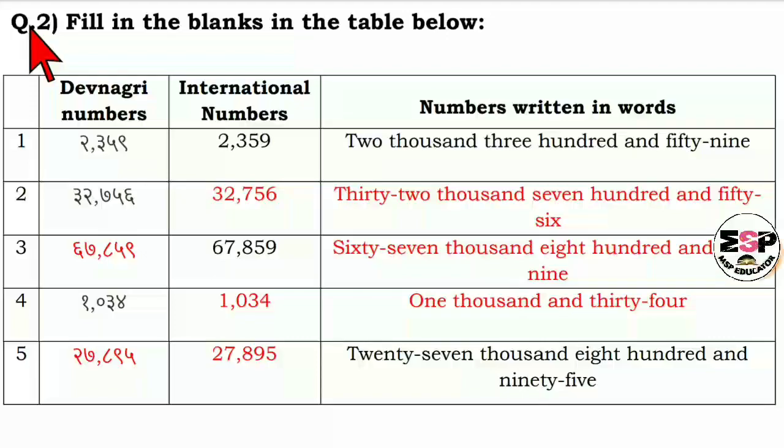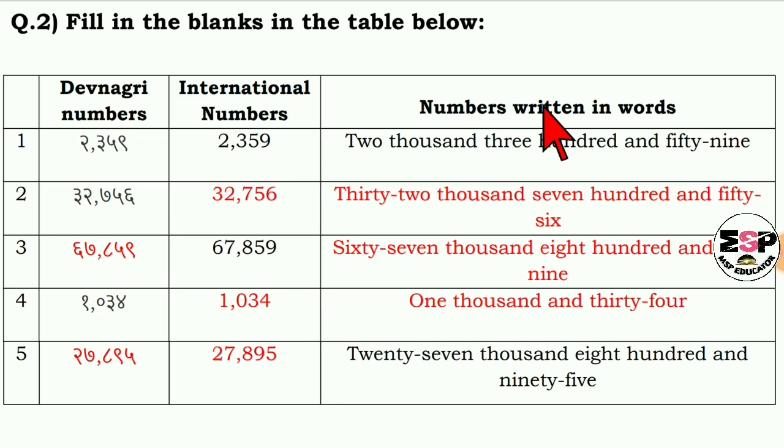Yes. Children, now see question number 2. Fill in the blanks in the table below. Here you have some fill in the blanks which are written in red color. The first example is solved for you. In that, the first column is of Devanagari numerals, the second is international numbers, and the third is numbers written in words. Children, in 4th standard you have already learnt about the international numbers and Devanagari numbers, right?